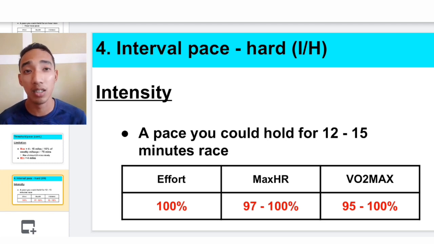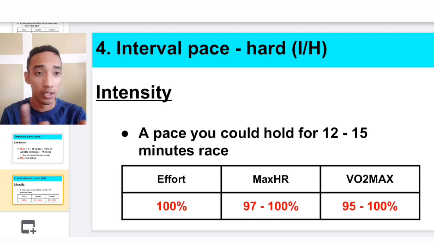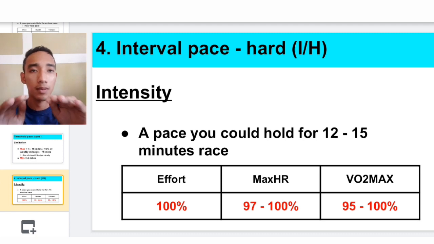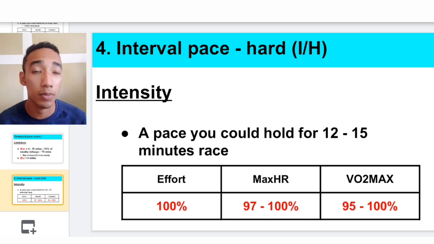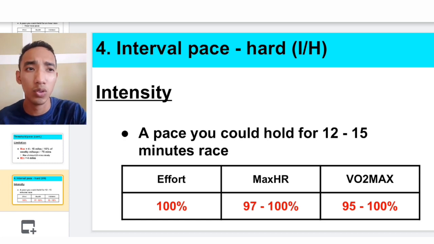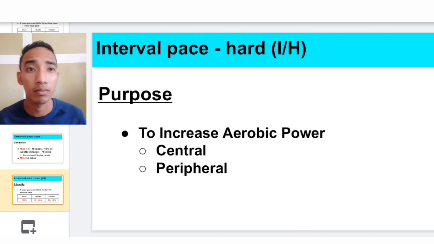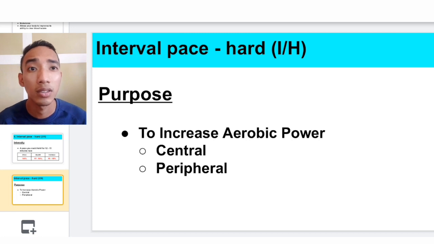So maximum heart rate is around 97 to 100%. Nobody stays at exactly 100% because it fluctuates, as you can see in the graph. VO2 max should be around 95 to 100%. That is a strong VO2 max fraction. It is 5K race pace. I hate this training.